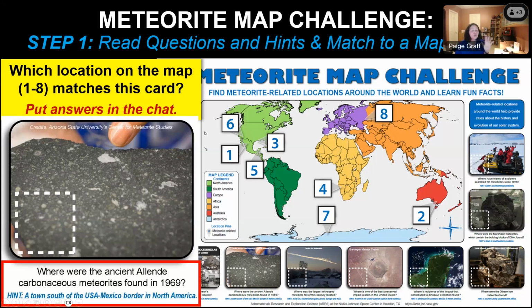So step 1 is just identifying the locations, and you'll notice there's pieces of information in both the question as well as the hint, like these meteorites were found in 1969, or there's a little bit of tidbits of information there. But step 1 is about making those map matches.